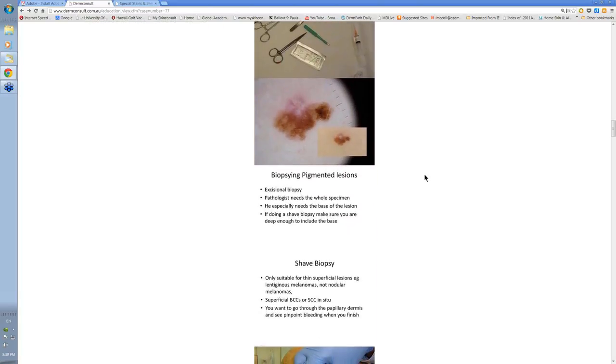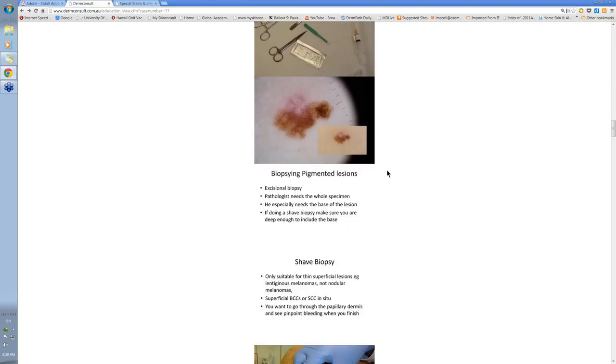The question of how you biopsy pigmented lesions is also important. You'll know that if it's a small nevus or a small pigmented lesion up to 5 millimeters that you're concerned about, then you don't do a punch biopsy of that. You do an excisional biopsy with 2 millimeter margins, and the pathologist looks at that.